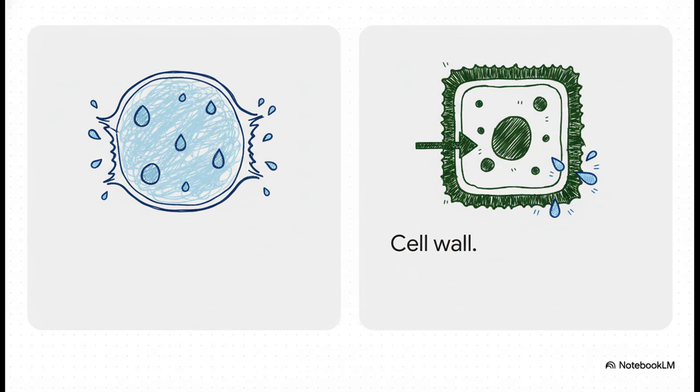Now, here comes a major difference between plant and animal cells. Plant cells have an extra tough layer outside the plasma membrane. This is called the cell wall. It's made of cellulose and it's quite rigid. This wall gives the plant cell its shape and strength, and it also protects the cell from bursting if it takes in too much water. Animal cells, on the other hand, do not have a cell wall.